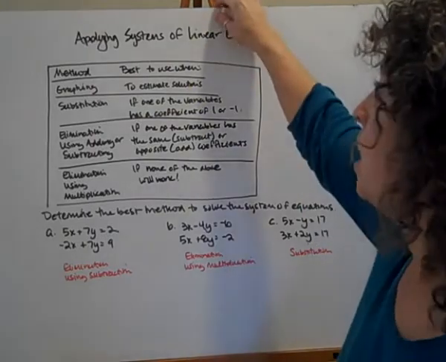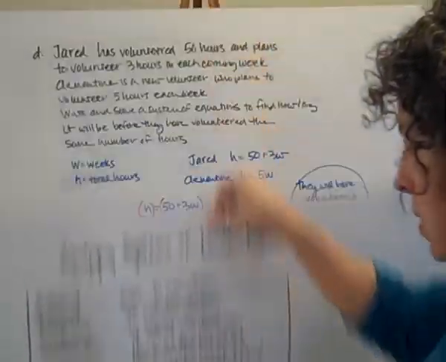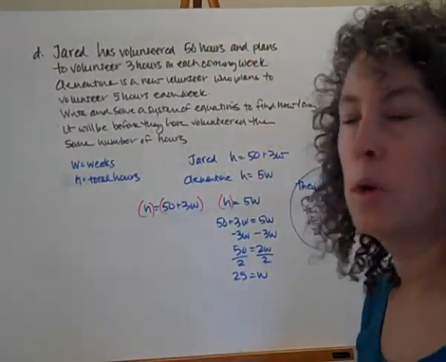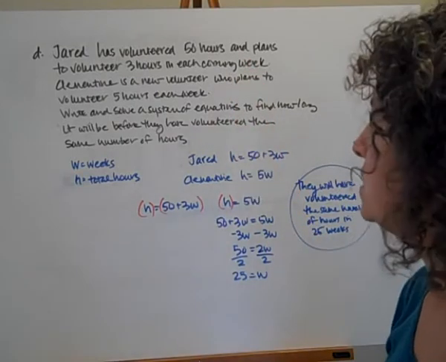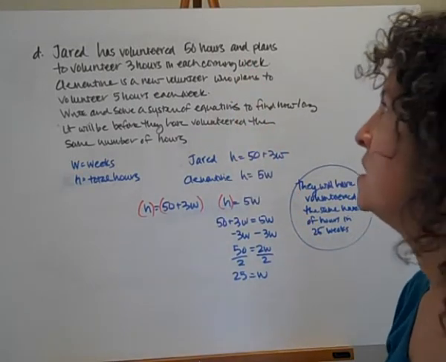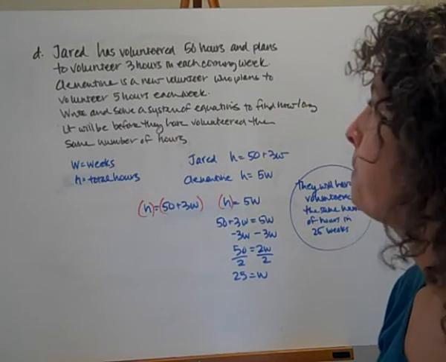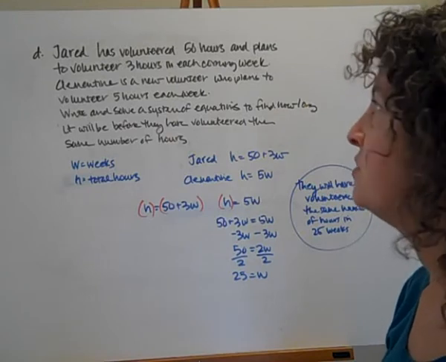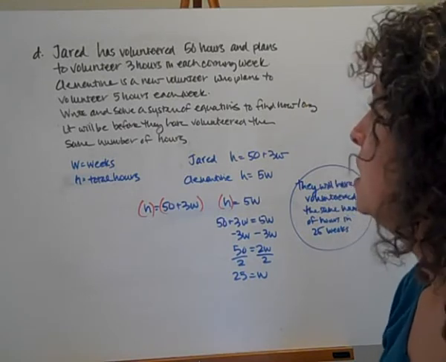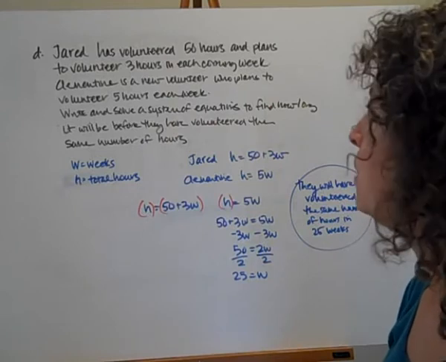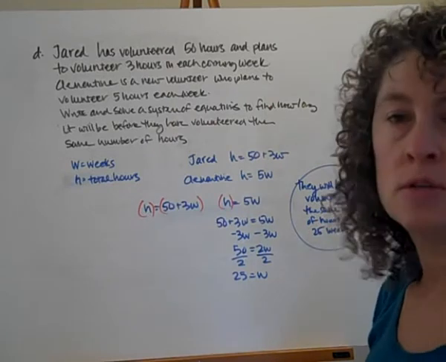We're all good. All right, let's take a look at a word problem where we need to figure out which method we're going to use. So Jared has volunteered 50 hours and plans to volunteer 3 hours in each coming week. Clementine is a new volunteer who plans to volunteer 5 hours each week. Write and solve a system of equations to find how long it will be before they have volunteered the same number of hours.